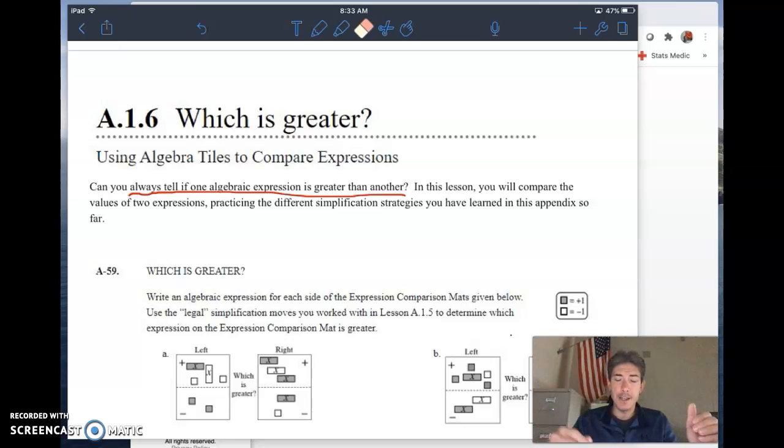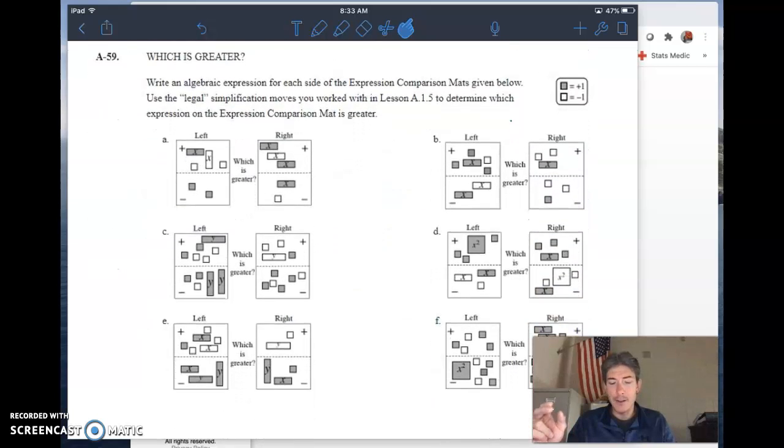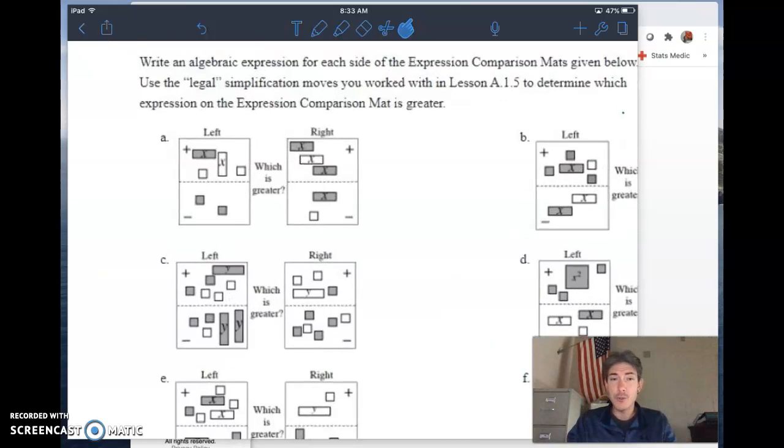We're going to start with A59. And in A59 today, we've got some algebra tile mats that have been pre-built for us. And we're to write an expression and then make that comparison. Again, using only those legal simplification moves. And I'm going to start you out with A.